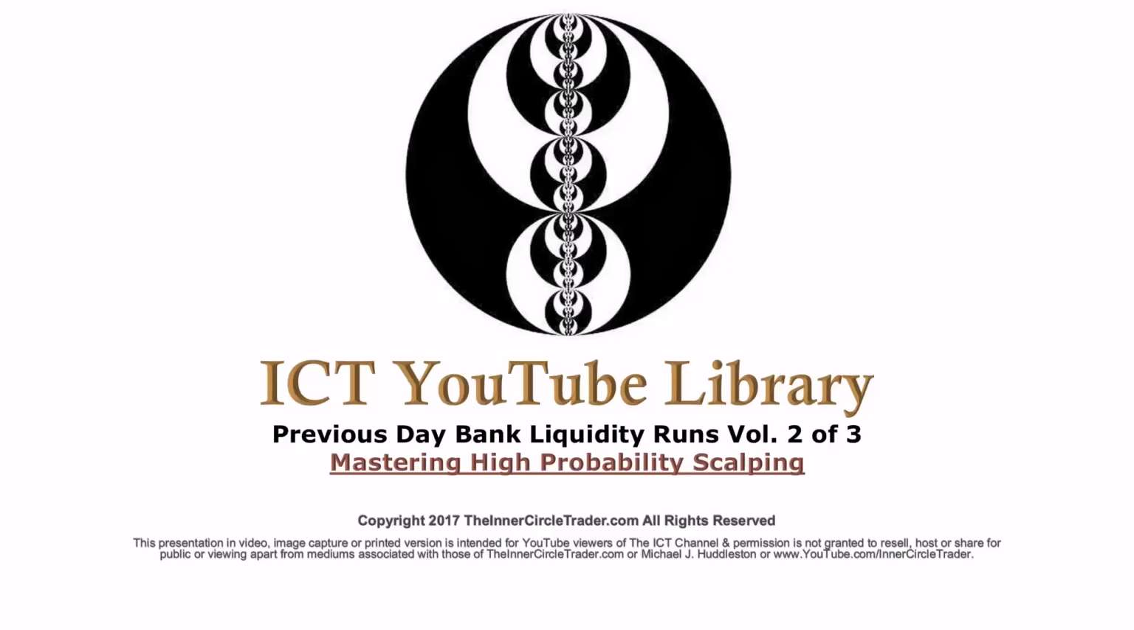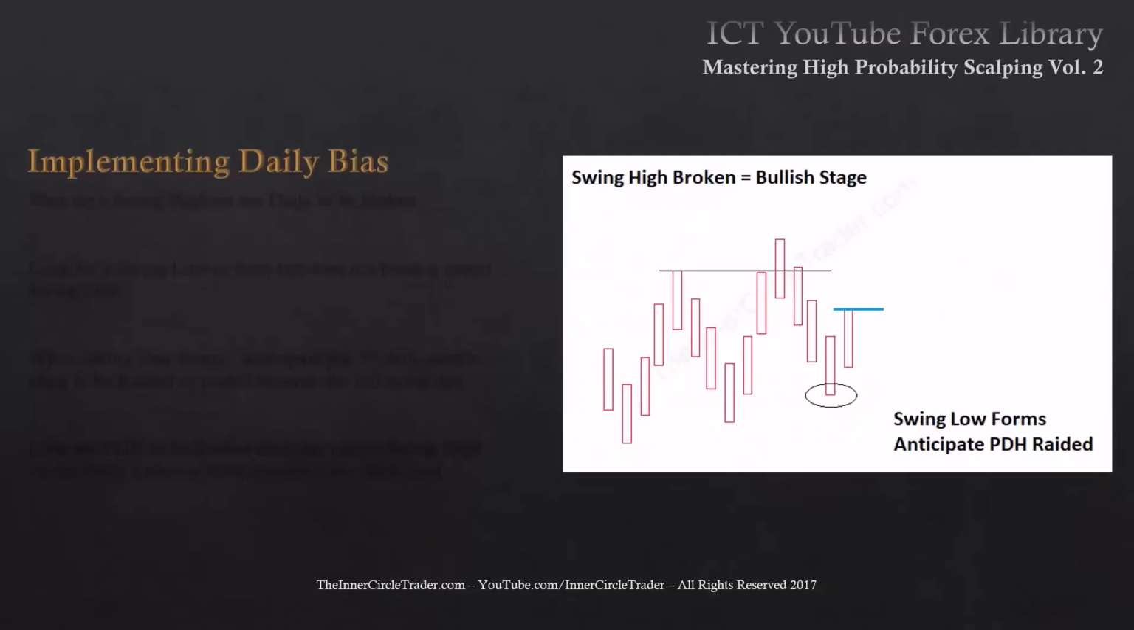We're focusing on previous day bank liquidity runs, reviewing the daily bias, and I'm referring to a daily chart here. So when we're implementing the daily bias, what we're going to be doing is on the daily chart, we're going to be waiting for a swing high to form and to be broken.